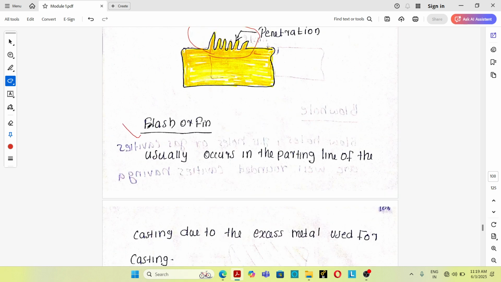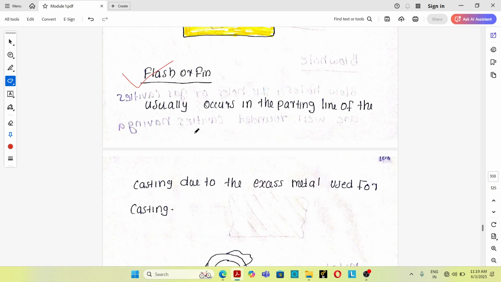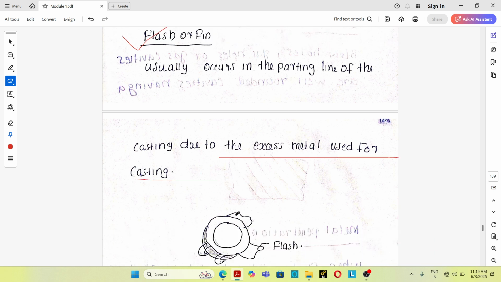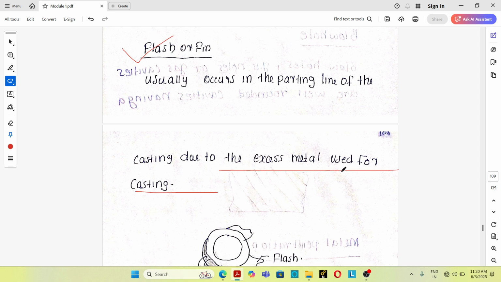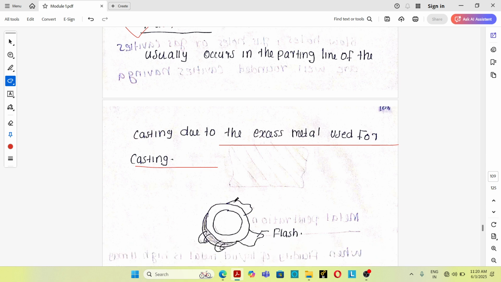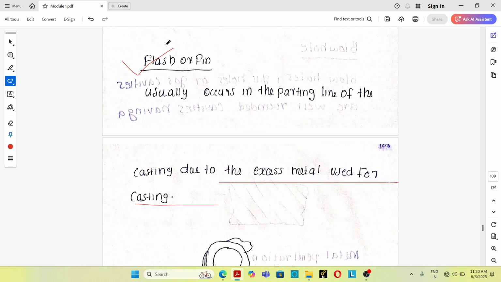Next one, flash or fin. Flash or fin usually occurs at the parting line surface due to excess metal used for casting. Due to this excess metal, a projection is formed at the parting line surface, and that is known as flash or fin.